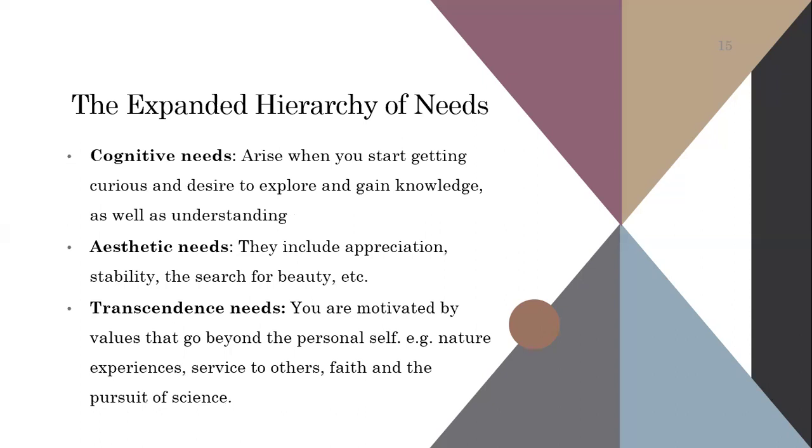There is a certain expansion in the hierarchy of needs. These extensions are cognitive needs, aesthetic needs, and transcendence needs. Cognitive needs arise when you start getting curious and desire to explore and gain knowledge, as well as understanding. Aesthetic needs arise and they include appreciation, stability, search for beauty. Transcendence needs arise when people are motivated to not only value themselves, but also work for others. So it goes by the values that go beyond the personal self. For example, service to others, faith, and the pursuit of science.